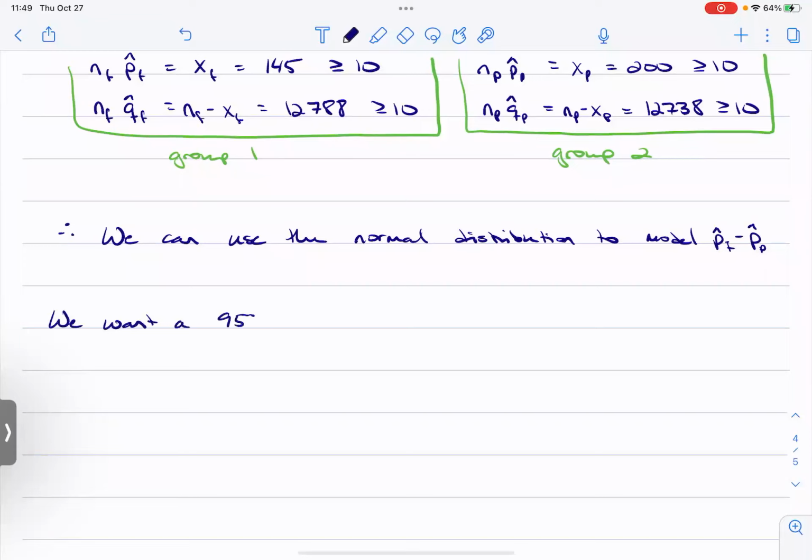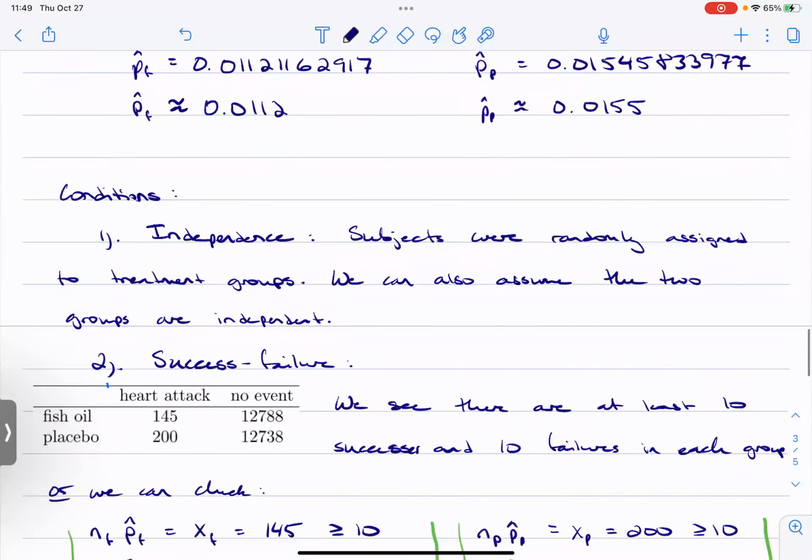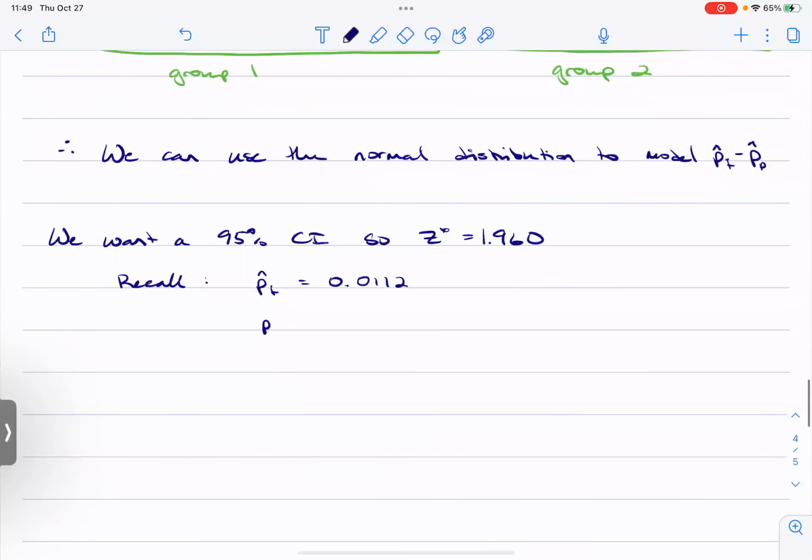We want a 95% confidence interval. So Z star is 1.960. I'll start by jotting that down, just so I'm not scrolling around so much, right? Let's just jot down the information that we have. PF hat was 0.0112, I think, and PP hat was, we're going to use 0.0155.